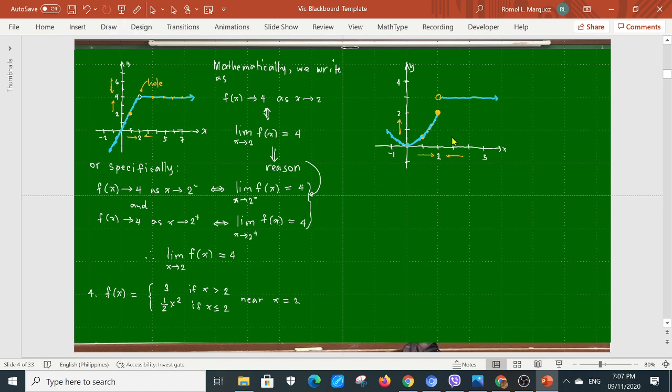So mathematically, we say that. So this is the behavior. Mathematically, how do we say that behavior? Because it is from the left, mathematically we write, because there are different equations, no? So we write as limit. I'm not going to write this notation anymore, since we are already familiar with this thing. So limit as x approaches what? 2 from the left, of f of x.